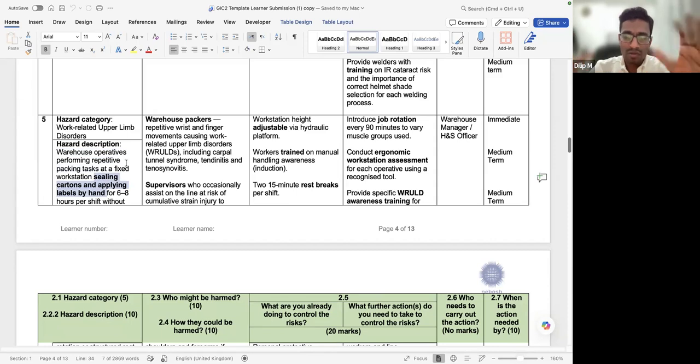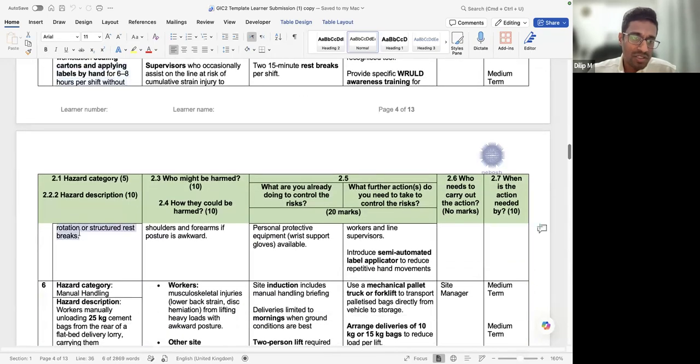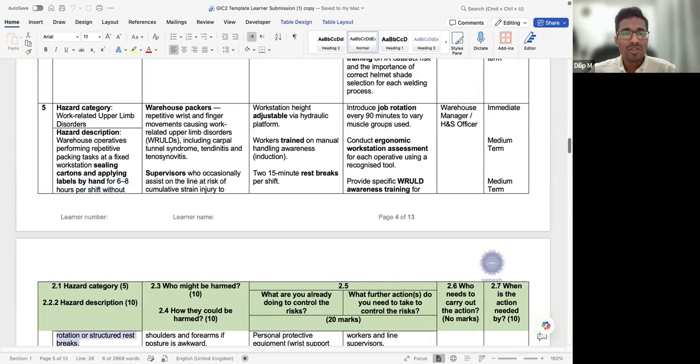Think about a carton box, where they have to seal the box and put a label. All of this is done manually, and they are doing this for 6 to 8 hours per shift without rotation or structured rest breaks. So my hazard is clearly defined: who and what they are doing and why it may contribute to upper limb disorder.